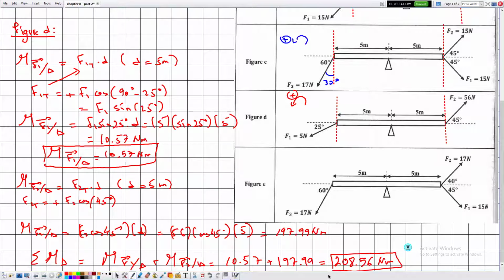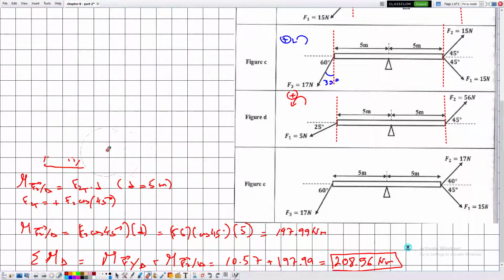Then this is the value of the summation of the moments acting on the beam in figure D. Now as for figure E, we have three forces, F1, F2, and F3. Let me start with the force F1.